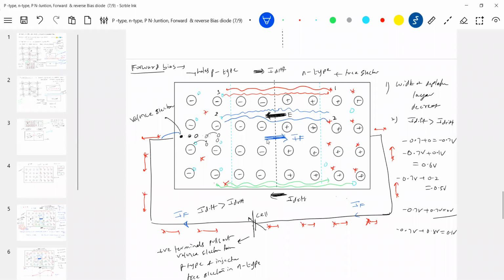And the depletion layer, what happens? The thickness, the width of the depletion layer decreases, and the diffusion current will become greater than the drift current. Everything else you can carry on from what I gave as explanation. So this is what happens in a forward bias.